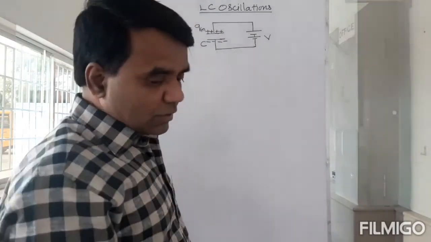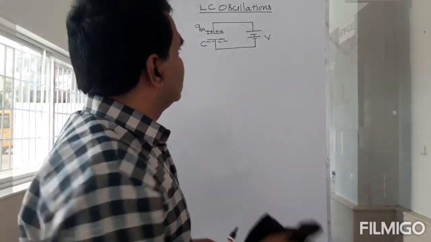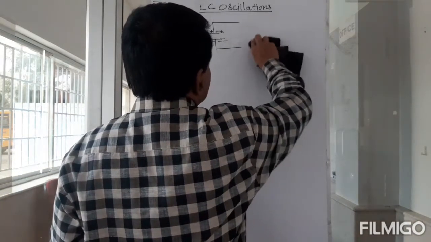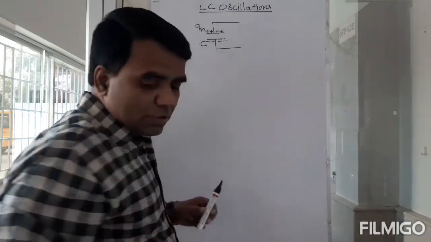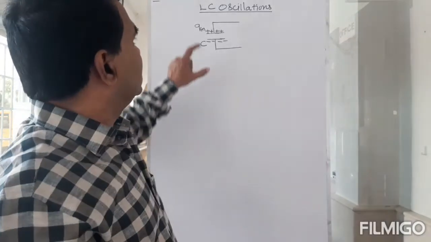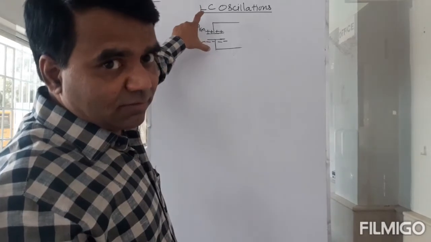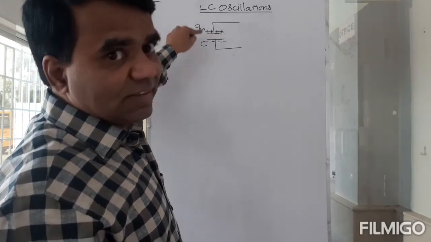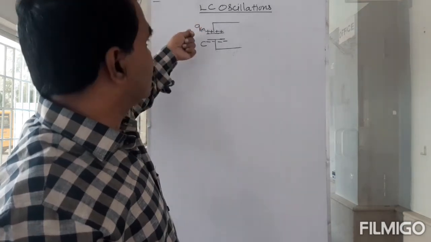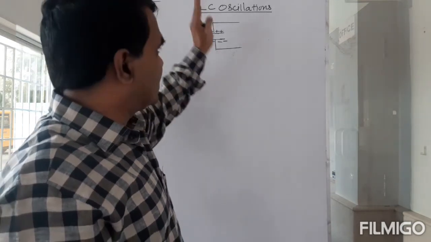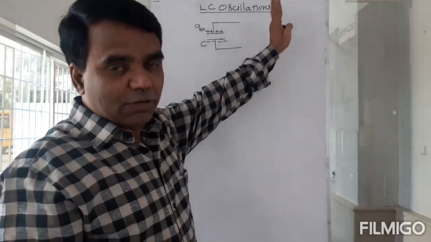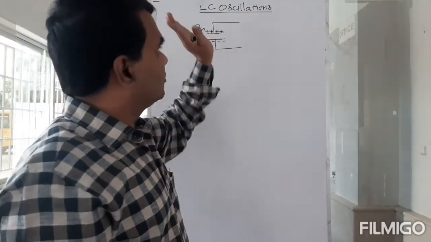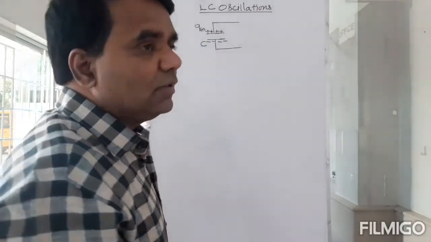So what I'm going to do now is remove this battery. If I remove this battery, the voltage will still remain because this capacitor is charged. So CV is equal to Q. The voltage is equal to Qm by C, which is the same as the voltage of the battery you used to charge this capacitor. But you have removed the battery now.